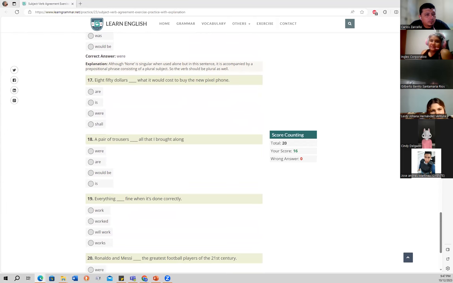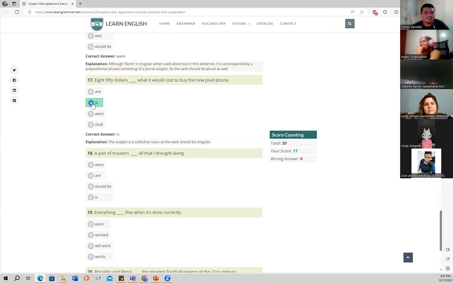Number 17. $50 is what it costs to buy the new Pixel phone. Are or is? Is. I think that it's are. Is. Okay. It's a collective noun, singular. It is singular because it's collective. It's like a pack. It's not one number, one quantity.